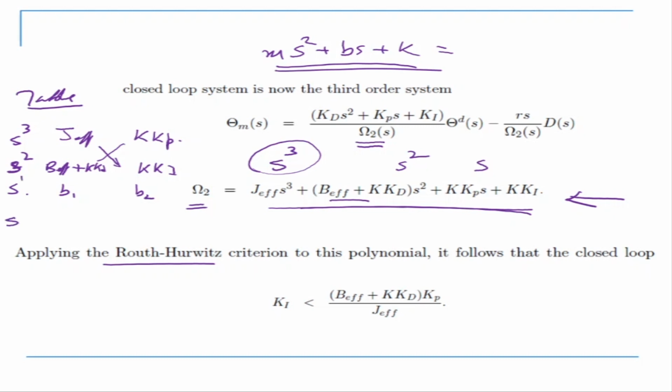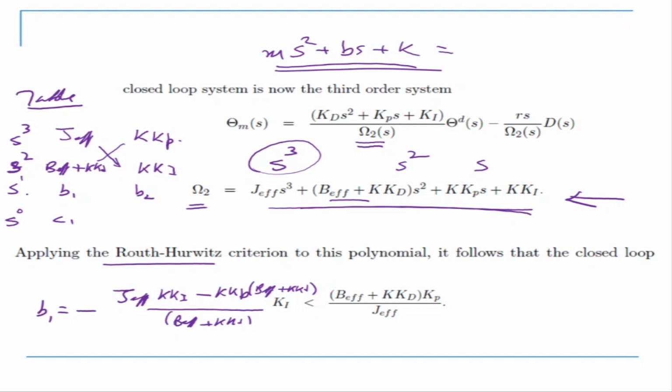Then s raised to 1, s raised to 0. So we need to find the b1 terms and the b2 terms. Please refer to the previous class lecture to see how to find them. So b1 will become equal to minus of J effective into b2, into Ki, minus of K Kp into B effective plus K Kd, divided by the first entry. This is what we get for b1.